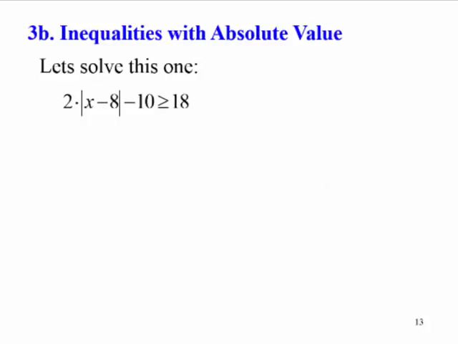Okay, if we have something like this, we have to solve for the absolute value first. So 2 times the absolute value of x minus 8, adding 10 to both sides, is greater than or equal to 28. Dividing by 2, we isolate the absolute value. The absolute value of x minus 8 is greater than or equal to 14. So therefore, we use this as a greater than, so x minus 8 could be greater than or equal to 14. Adding 8, we get x is greater than or equal to 22.